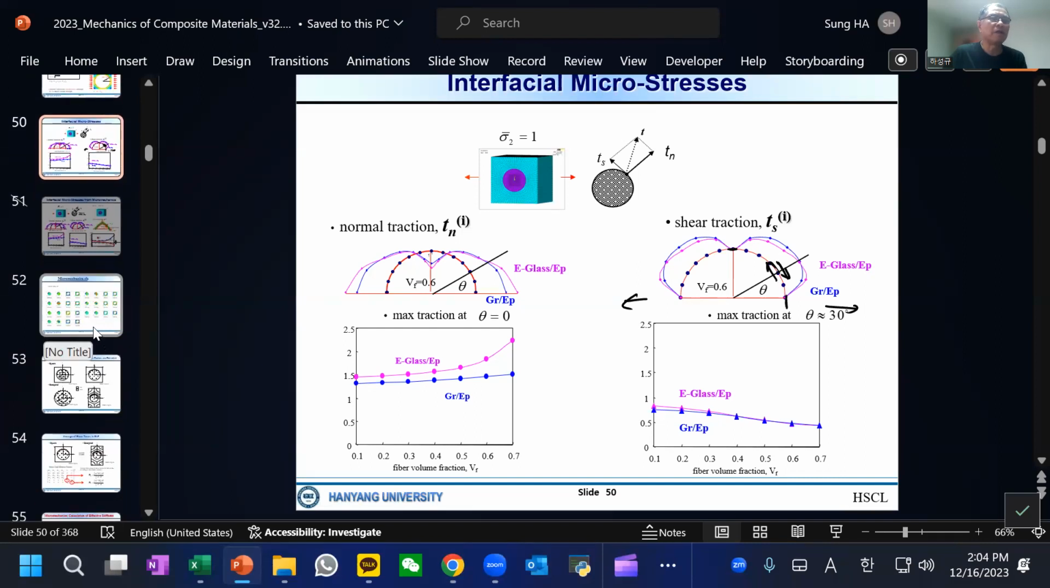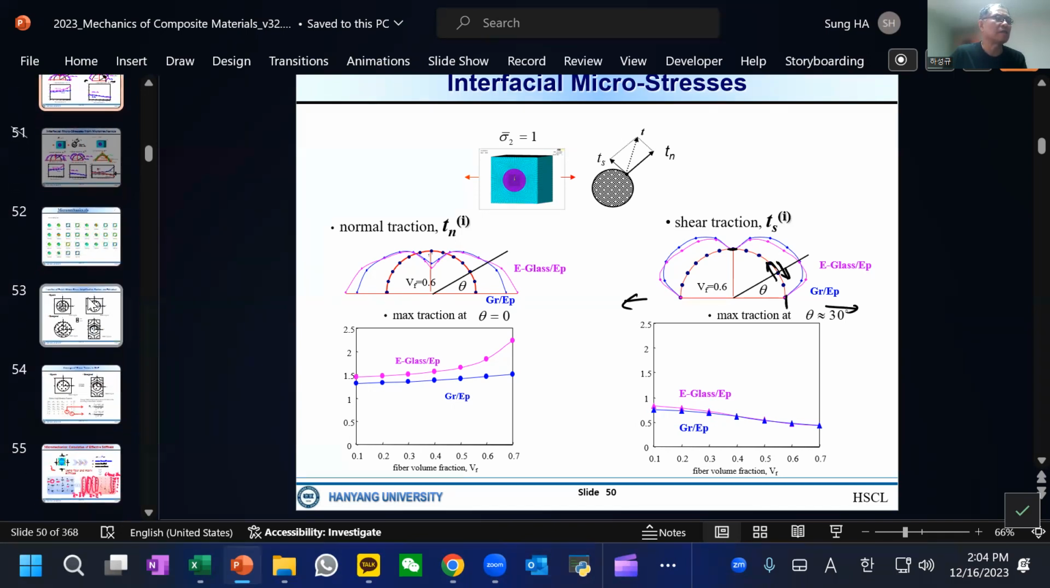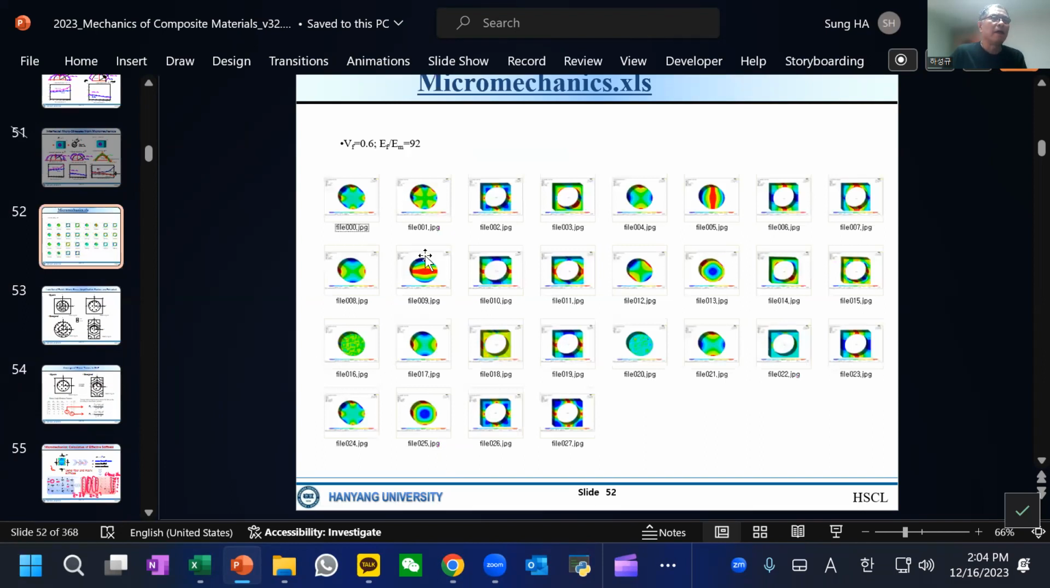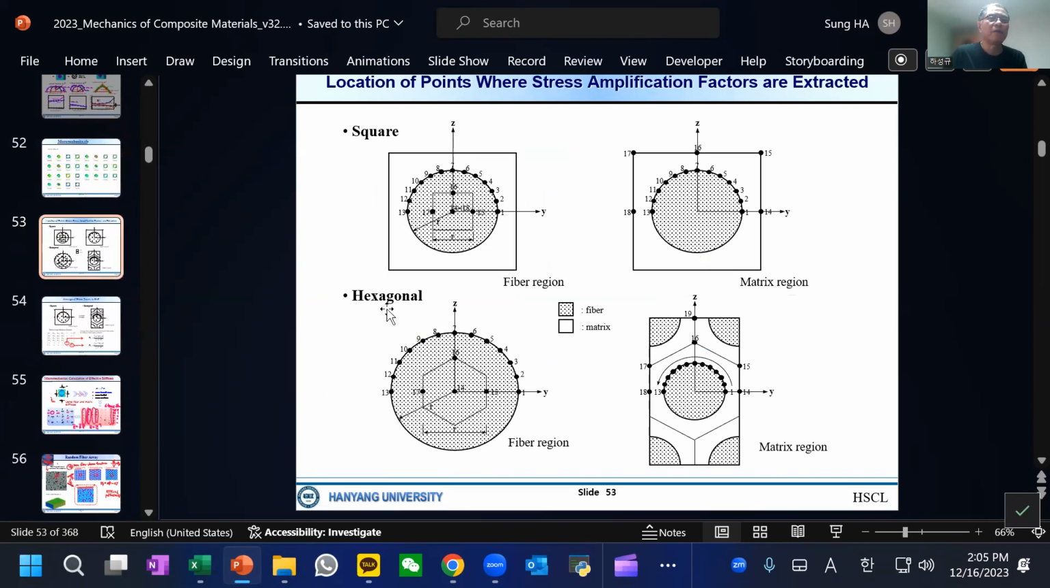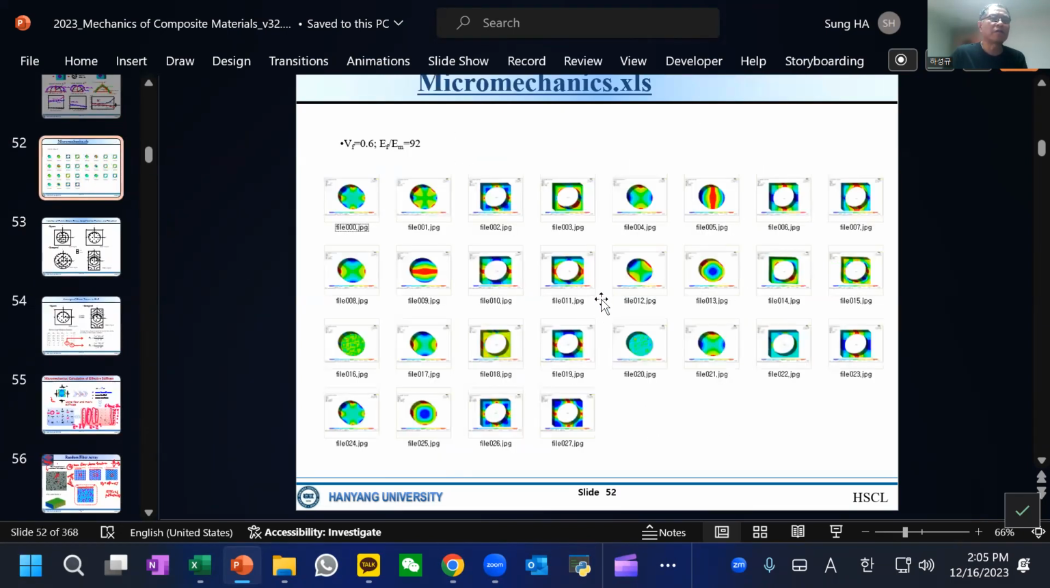It is often very important to understand the interface stress between the fiber and resin system, with different fiber and resin stiffness differences and fiber volume fraction. As you can see, a lot of stress distribution can be generated. And also, all the stress distributions are too many to consider.